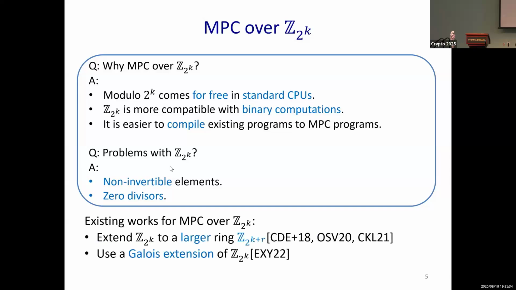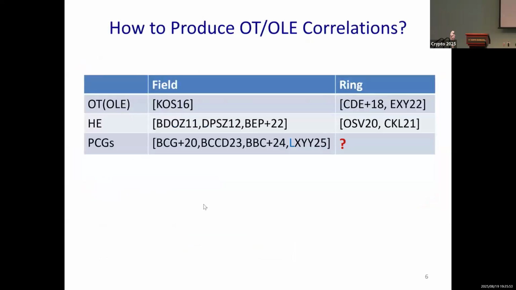There exist some works for MPC over Z_{2^k}. There are 2 main methods. First one, extend Z_{2^k} to a larger range. The second is also extended to a larger range, but it's a special extension, the Galois extension.